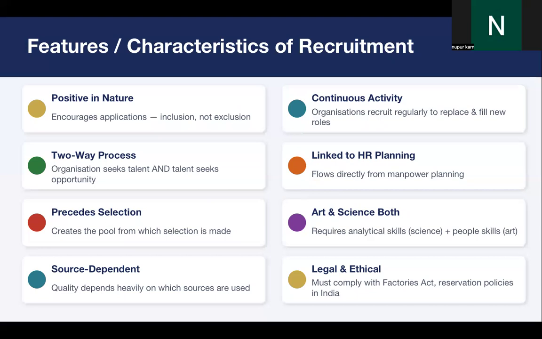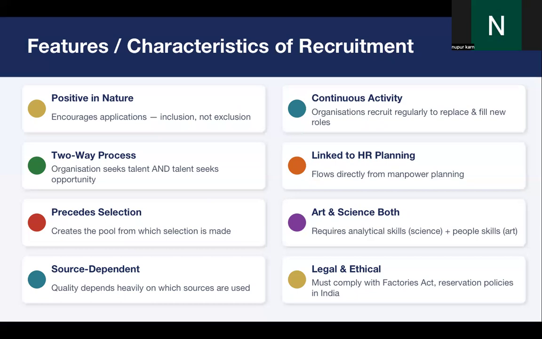Organization recruits regularly to replace and fill new roles. It means that it doesn't happen that if you have selected 1,000 employees, they will remain for a longer time, because sometimes they leave the organization. There are people who are retiring from the post. There are people who are leaving the organization. So it's a continuous process.